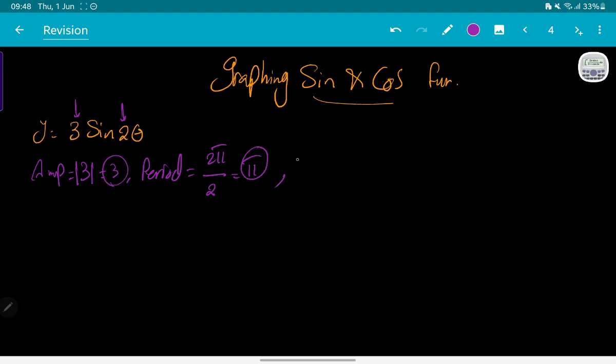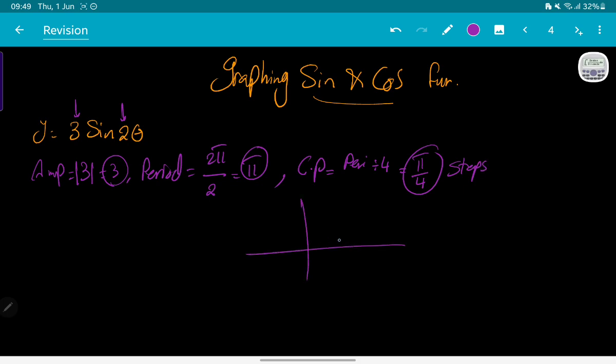We need to know the critical points, or the x scale. So we divide the period by 4. This is the rule. Divided by 4, it's pi divided by 4, and this will be used to find the steps for the graph. And why do we divide by 4? Because the wave is divided into 4 parts.